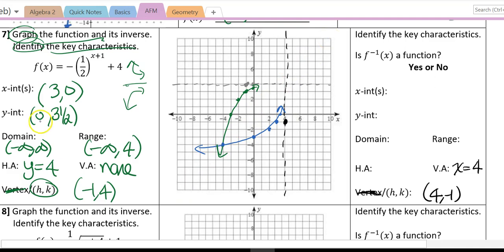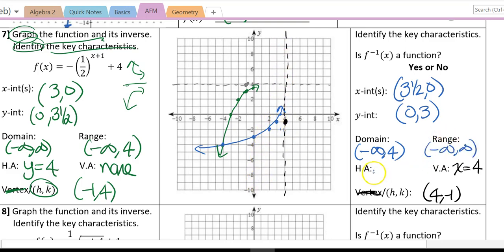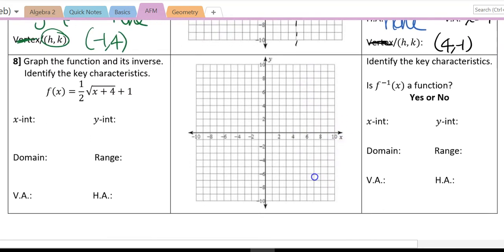Our x-intercept is our y-intercept from over here. So that's going to be 3.5 and 0. Our x-intercept becomes our y-intercept, so 0, 3. The domain and the range switch, so that's going to be negative infinity to 4. And you can see it goes from smallest up to largest, which is positive 4. And the range is going to be from negative infinity, and it's continuing up to positive infinity. And then there's no horizontal asymptote.